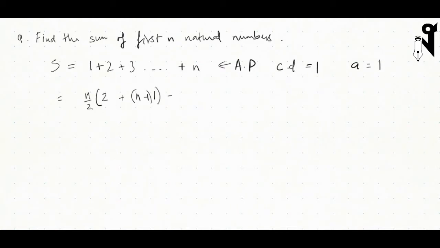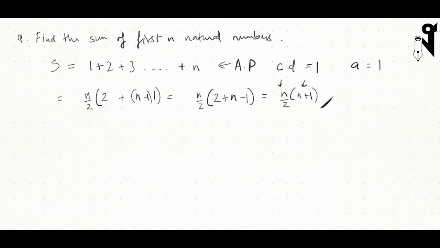So you have n by 2 times 2 plus n minus 1, that is n by 2 times n plus 1. So two things from this. First, we got the formula for the sum of the first n natural numbers, and the second thing is inside this bracket we basically have two factors. First of all, this is the first factor n, and this is the second factor n plus 1.